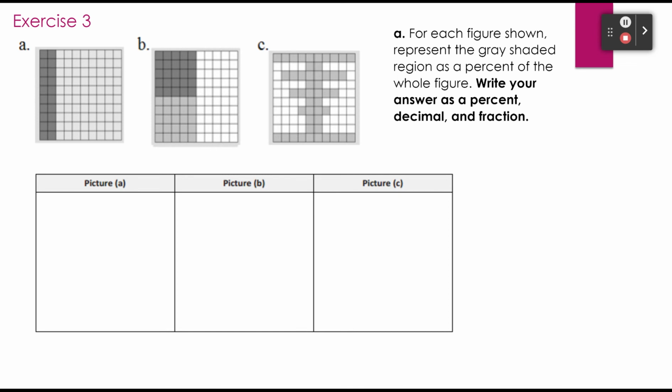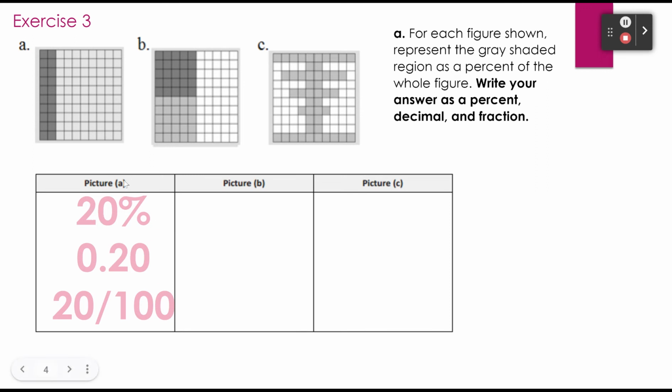So if I'm going to write this as a fraction, decimal, and a percent, this is how it would look. And I need you to fill that in for picture A. 20%, which as a fraction, you already know means 20 out of 100. And then I translate that to a decimal as 0.20.